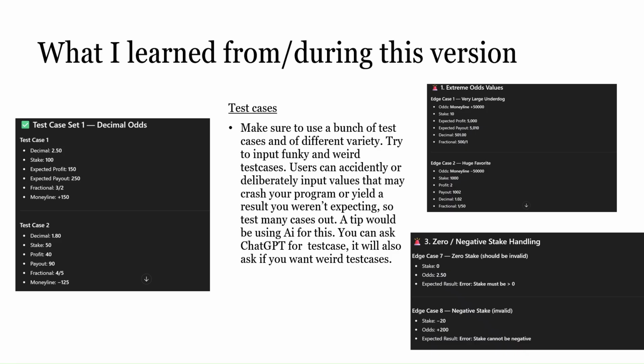Test cases are what I learned from this version. Make sure to use a bunch of test cases, because users can deliberately or accidentally input numbers that could crash your program or output something weird. So you want to avoid that. ChatGPT can produce some good test cases for you. If you want weird test cases, you can ask for edge cases, which are designed to deliberately crash your program or produce something weird.